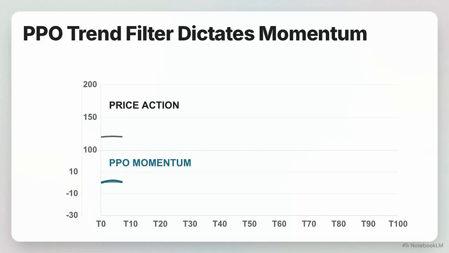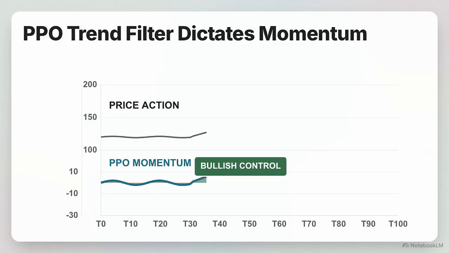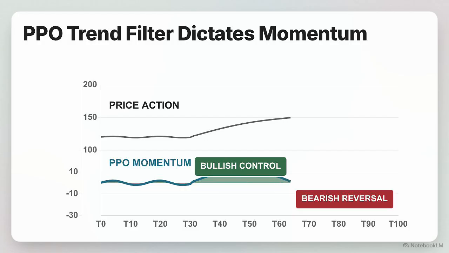Start with the center line crossover. The thick PPO line oscillates around a distinct zero mark, serving as your primary trend filter. When it moves above zero, the short-term average is higher, showing bullish control. When it drops below zero, the bears have taken over.